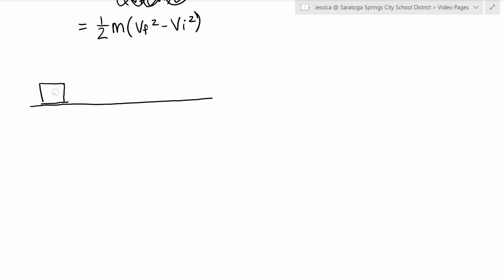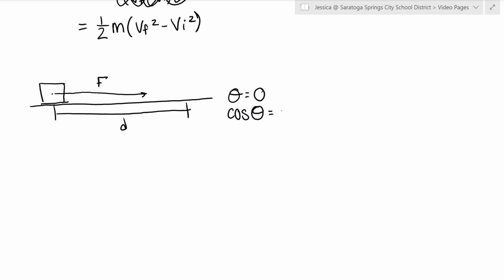So if we have an object being pulled by a force F over a distance D, in this case, the force and the distance are in the same direction, meaning they're both pulling in the same direction. So the theta that we're dealing with is 0. Now, if we think about it, the cosine of 0 is a positive 1. So that means we have positive work done, so we are going to increase our energy.